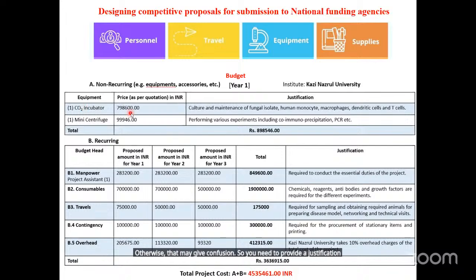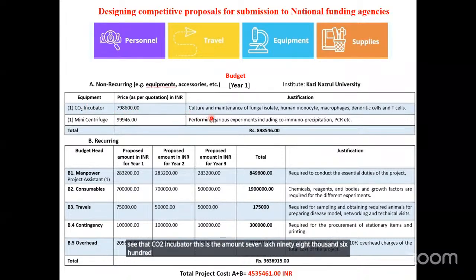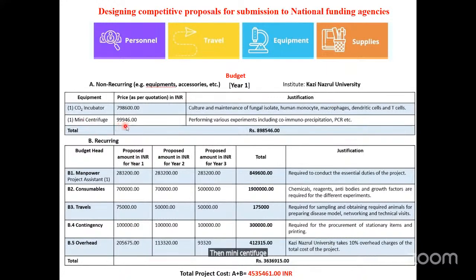You see that CO2 incubator, this is the amount 7,98,600. Culture and maintenance of fungal isolates, human monocyte, macrophage, generating cell, and T cells. Then mini centrifuge 9,946. So the total budget cost was 8 lakhs 98,546.